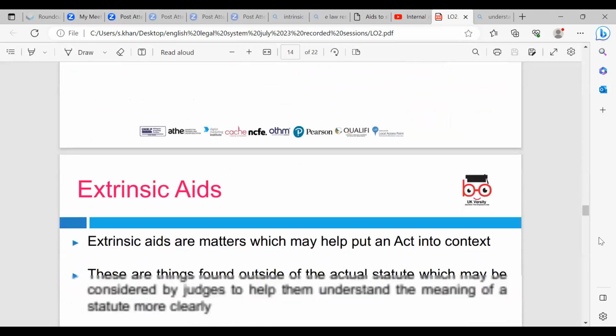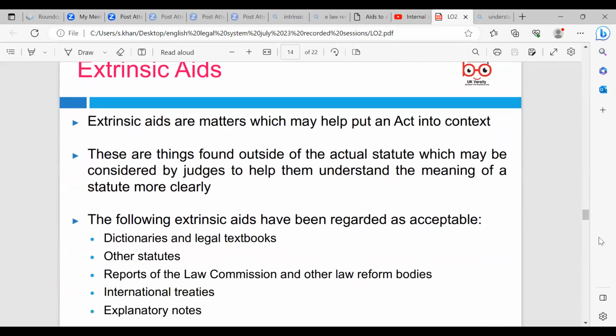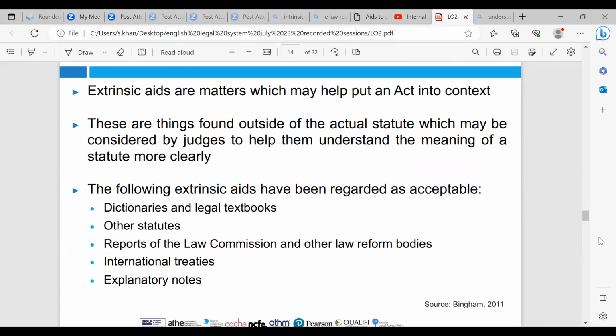Now we're going to look at our extrinsic aids, and these are matters which may also help put an act into context. Extrinsic aids are materials found outside of the act in question, which may be used by the court in order to aid interpretation. Explanatory notes are published outside the act and have been used since 1998. In the case of R v National Asylum Support Service, Lord Steyn noted that they can cast light on the objective setting or contextual scene of the statute and the mischief at which it is aimed.